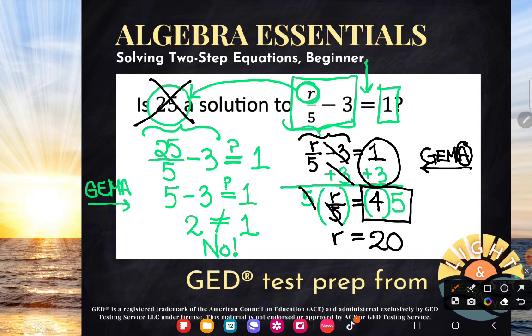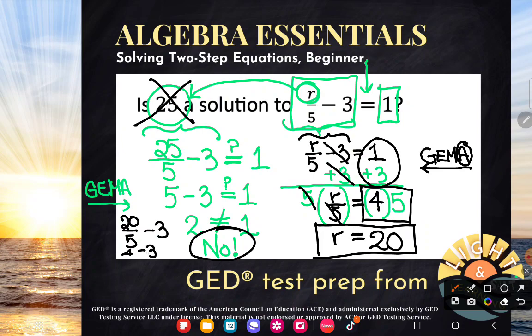So, is 25 a solution to r over 5 minus 3 equals 1? No. What is the solution? r would have to be 20. If I took 20 and divided by 5 and then subtracted 3, I'd get 1. You say, really, Kate, really? Well, yeah, 20 divided by 5 is 4. 4 minus 3 would give me 1. Boom. That solution checks. All right, nice.